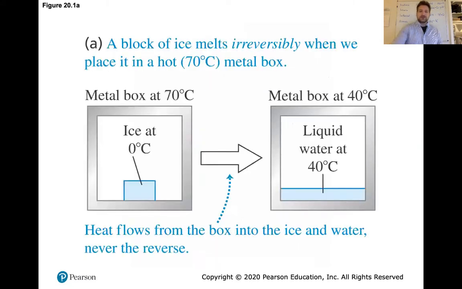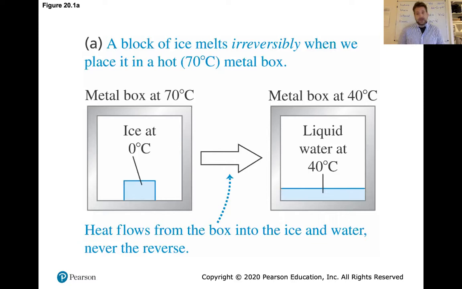Suppose we have a metal box at 70 degrees Celsius and some ice inside at 0 degrees Celsius. The thermal energy will flow from the box to the ice and the water, and eventually they will reach some thermal equilibrium at some other temperature, let's say 40 degrees Celsius.